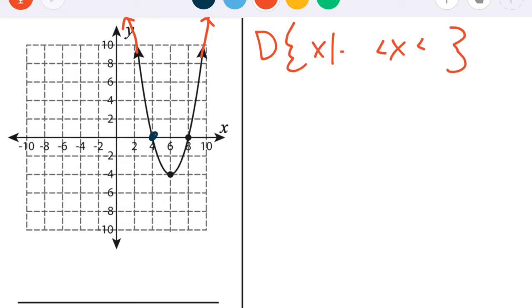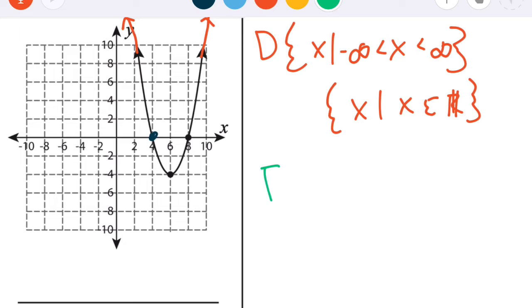So x is going to be greater than negative infinity, but less than infinity. Another way to write that is an R with 2 lines down it. That just means all real numbers. And the range, we know that it goes up forever and ever, but it never goes below this point.